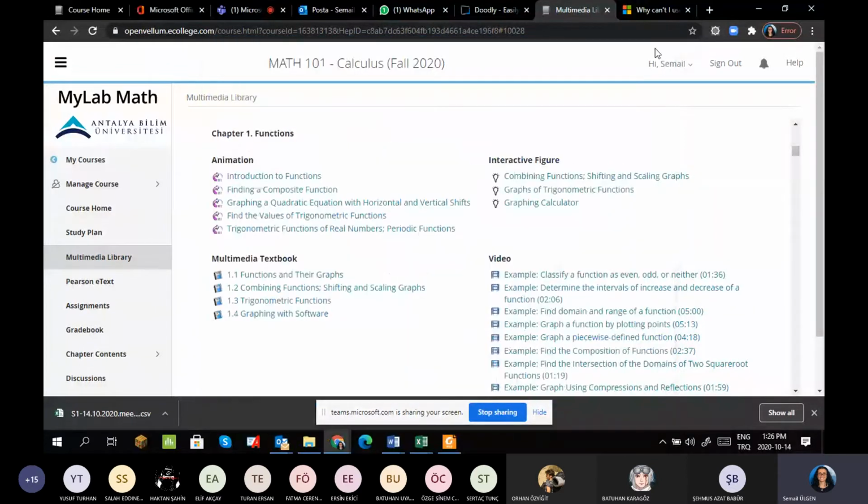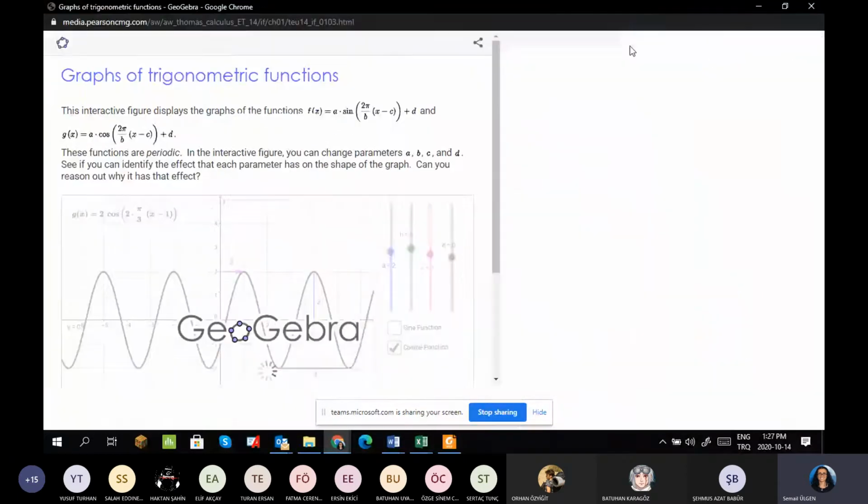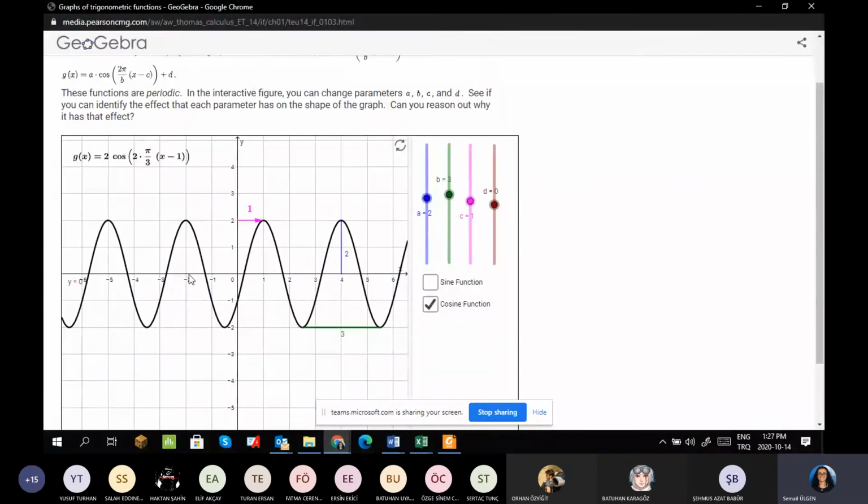And then graphs of trigonometric functions. Let's make it bigger. Look at this g here: g equals a times cosine of 2 pi over b times x minus c, plus d. As we change d or c or b or a, the graph is going to change.